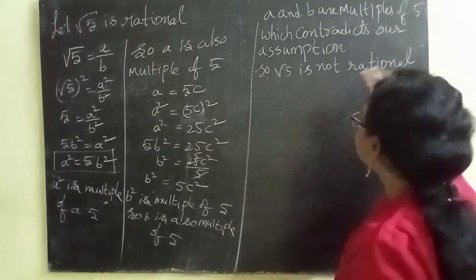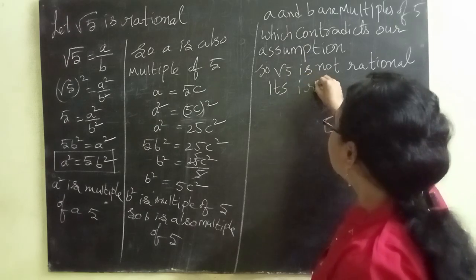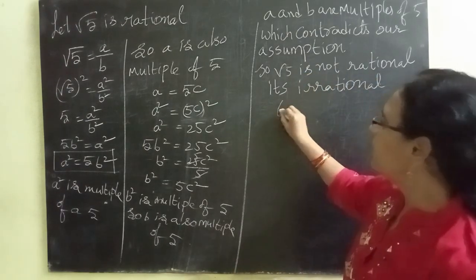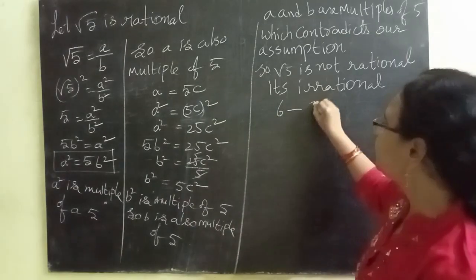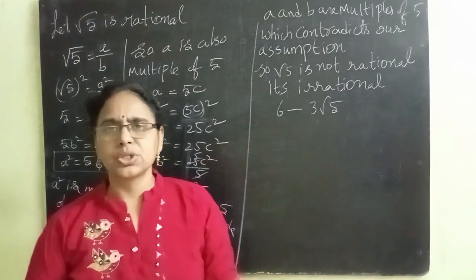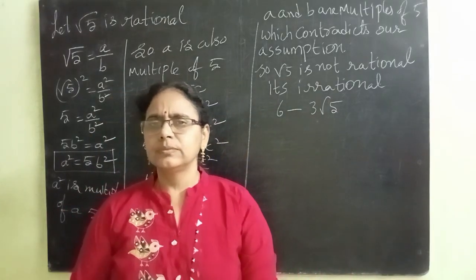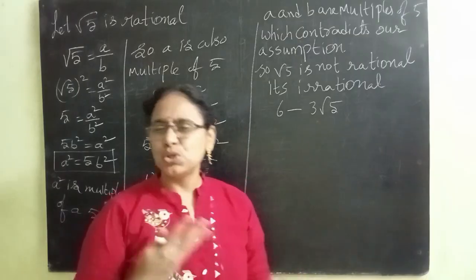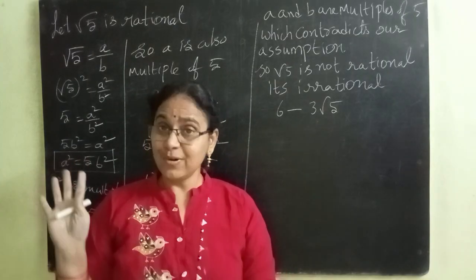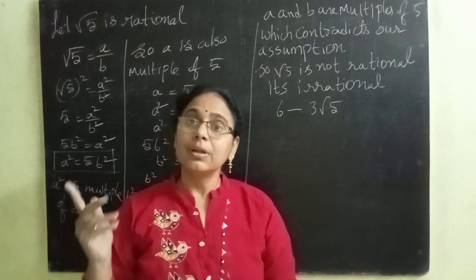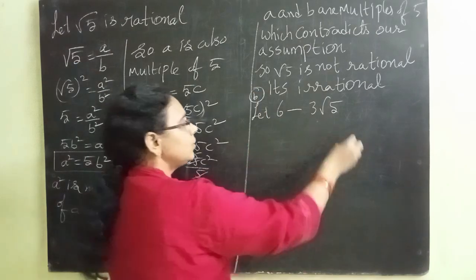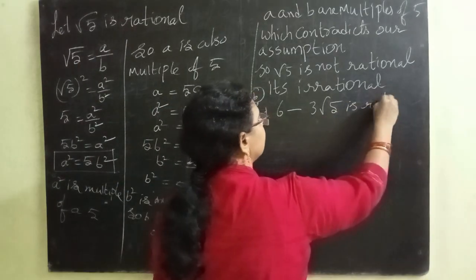It's irrational. Now the question is: prove 6 minus 3 root 5 is irrational. The continuation of these ones. Same like the before sum, I assumed it's rational, though he said prove it's irrational. I want to take that it's rational. So let 6 minus 3 root 5 be rational.